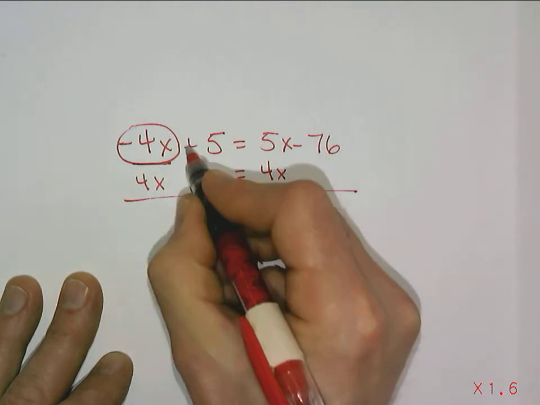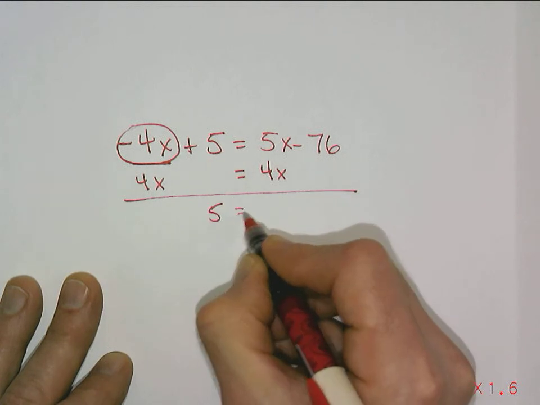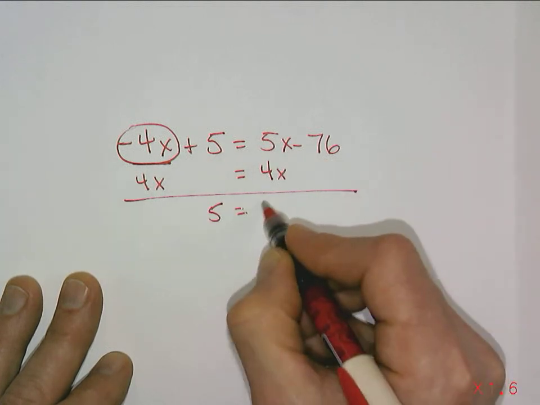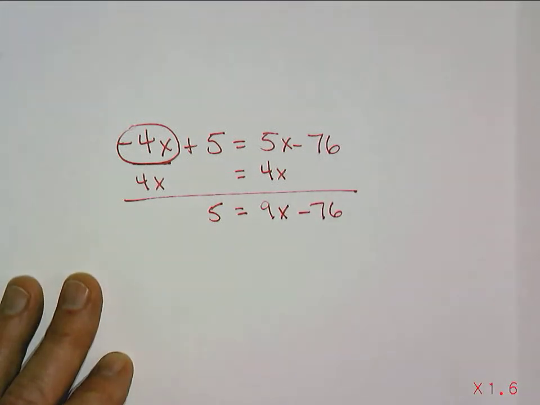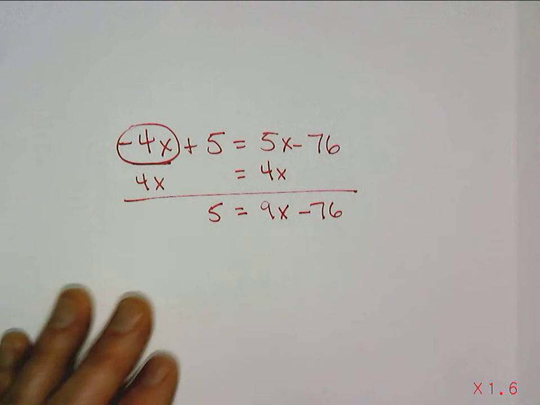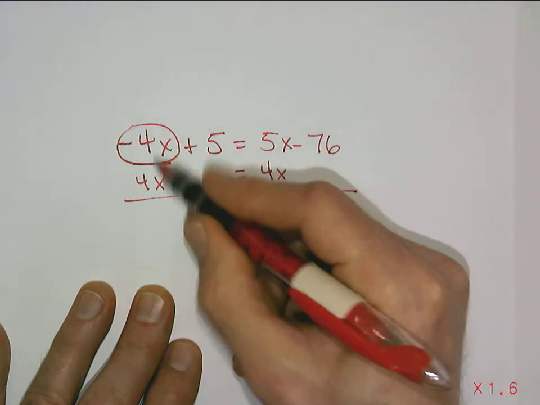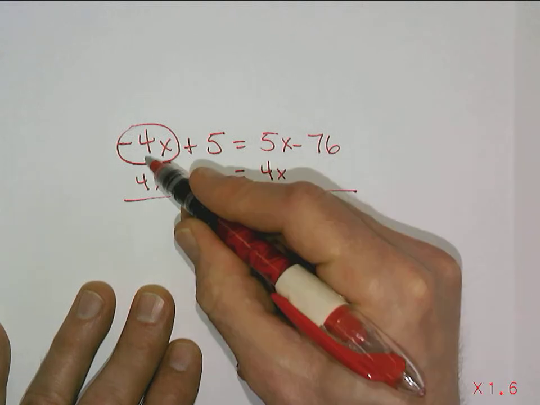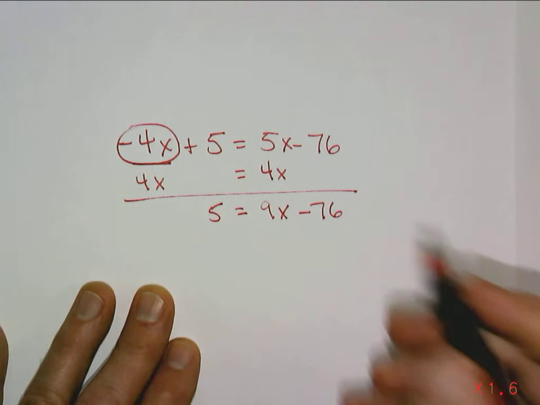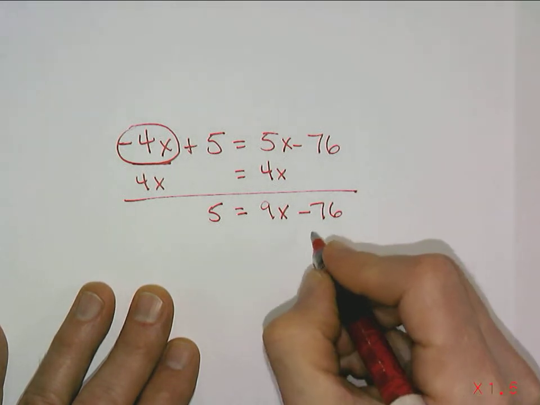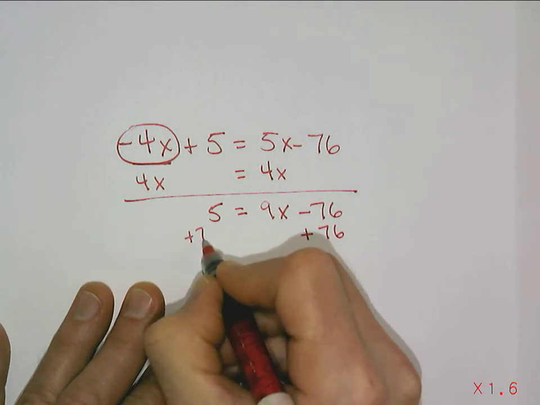The positive 5, think of that as a positive 5 coming down. 5 and 4 is 9x minus 76. And so now I have what's basically a two-step equation. So my first step was to add the opposite letter term to both sides, one of the two. You had to pick one. Pick that one. And now if I add the opposite number term to both sides, so we're going to add 76 to both sides.